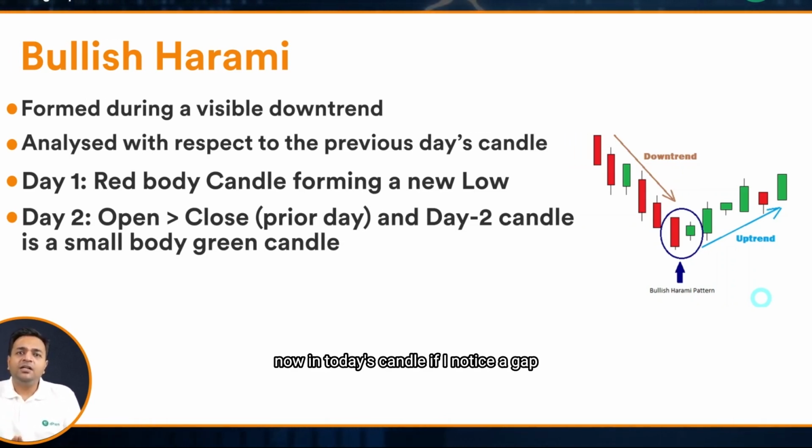Now in today's candle, if I notice a gap up opening and this gives me a small body green candle, it would signify that the bears have suddenly lost control and the bulls have suddenly come in from nowhere. The bears will start panicking and they will start exiting their shorts. And this can be the first sign that the bears are losing control and the downtrend may pause or reverse.